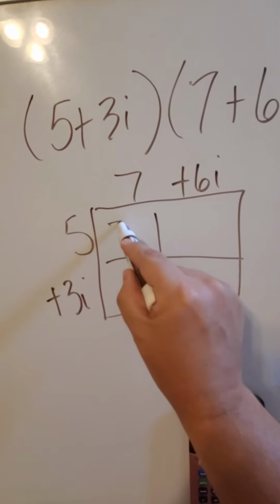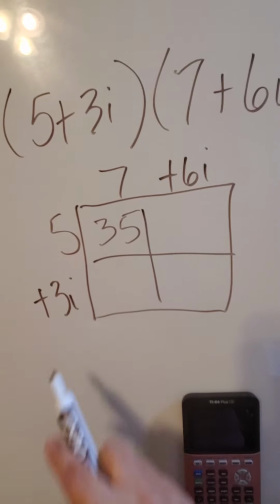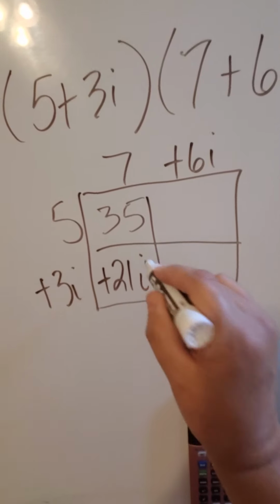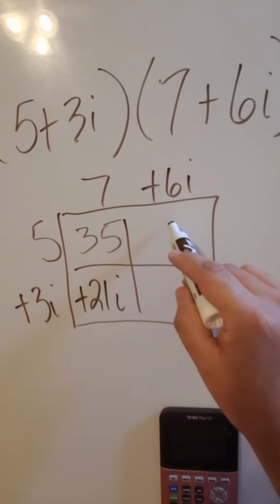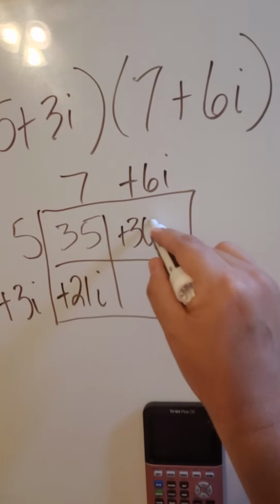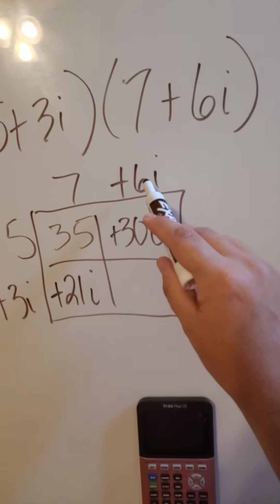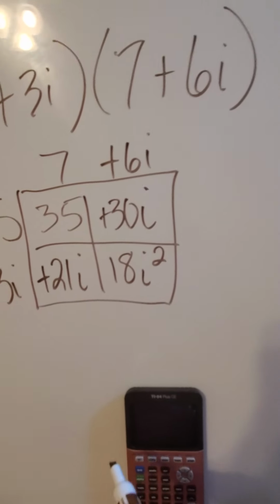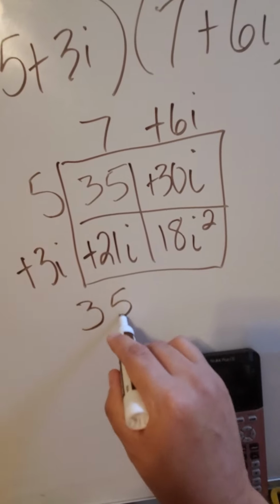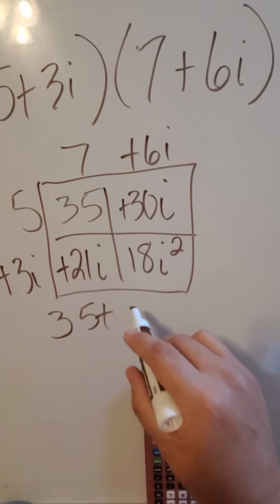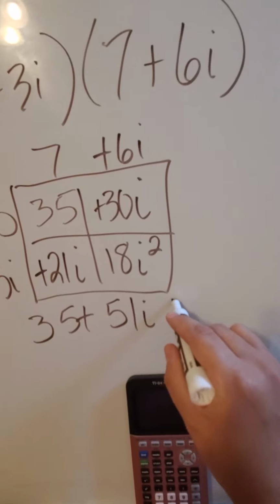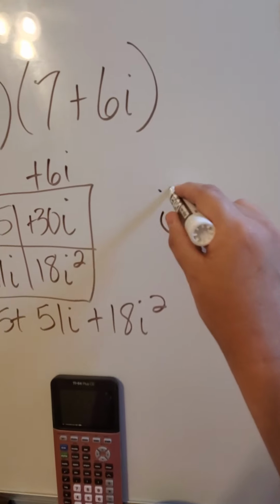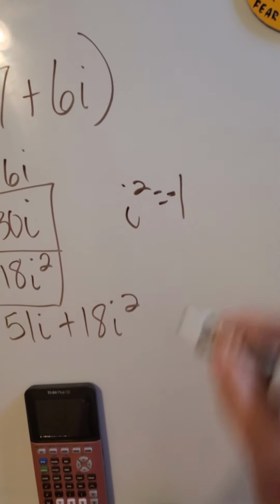5 times 7 is 35, right? And then 3i times 7, that'd be 21i, right? And then 5 times 6i would be 30i. And then 3i times 6i would be this box. That would be 18i squared. Okay, so if I bring that all out, I have 35 plus, these are like terms, right? So that'd be 51i plus 18i squared.